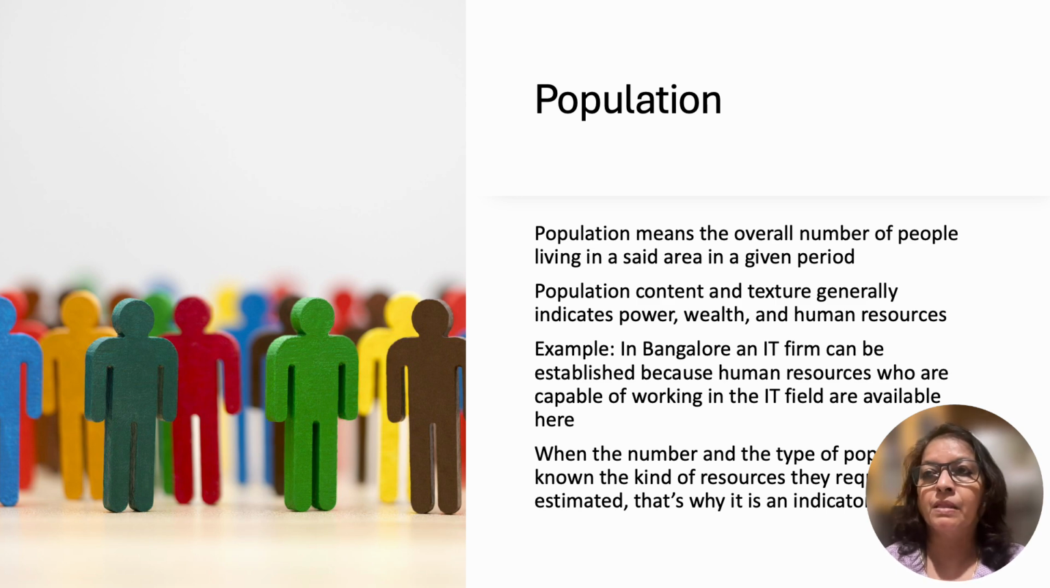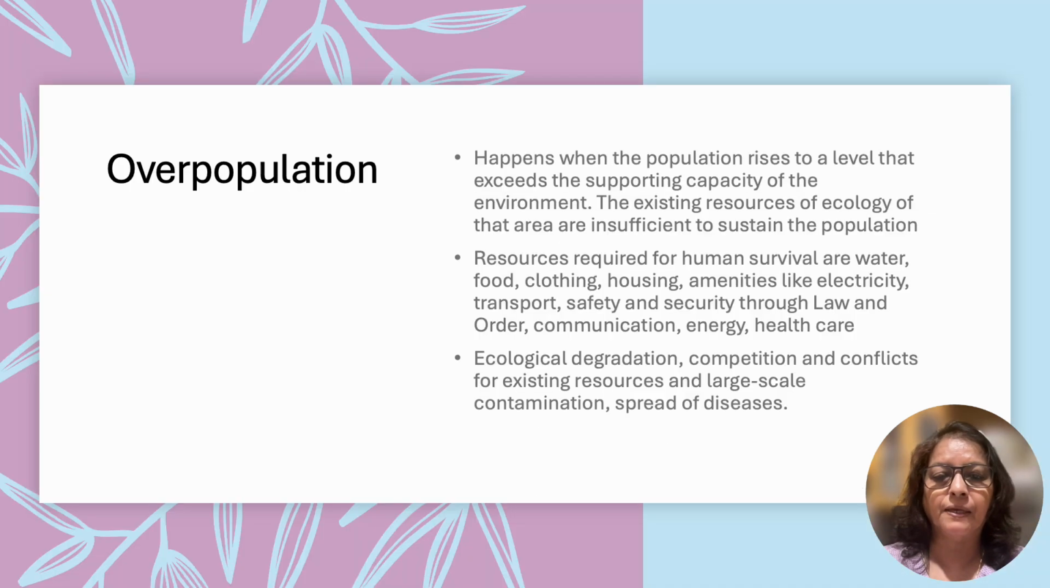It could be the standard of living of the people in a particular area, etc. In Bangalore, an IT firm can be established because human resources who are capable of working in the information technology field are available in Bangalore. That is why population becomes an indicator in this case.